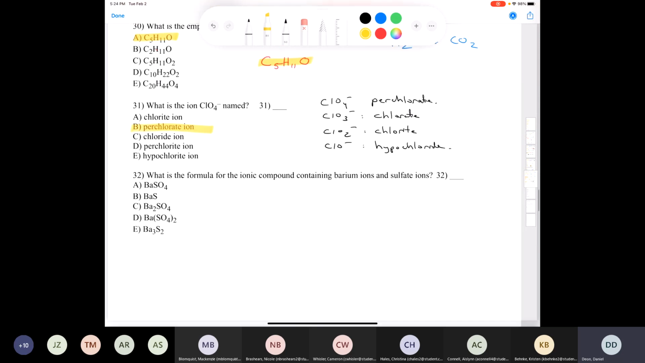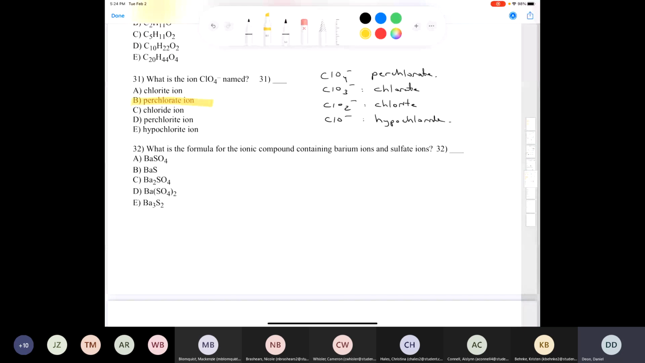Well, let's look at some more nomenclature here. Number 32 says, what is the formula for the ionic compound containing barium ions and sulfate ions? Well, if we look at barium in the periodic table, barium is in group 2A. So since it's in group 2A, barium is going to form a 2+ charge. Remember that metals like to lose electrons. And we have a sulfate ion. A sulfate is simply a polyatomic ion that you have to memorize in this class. A sulfate is SO4 2 minus.